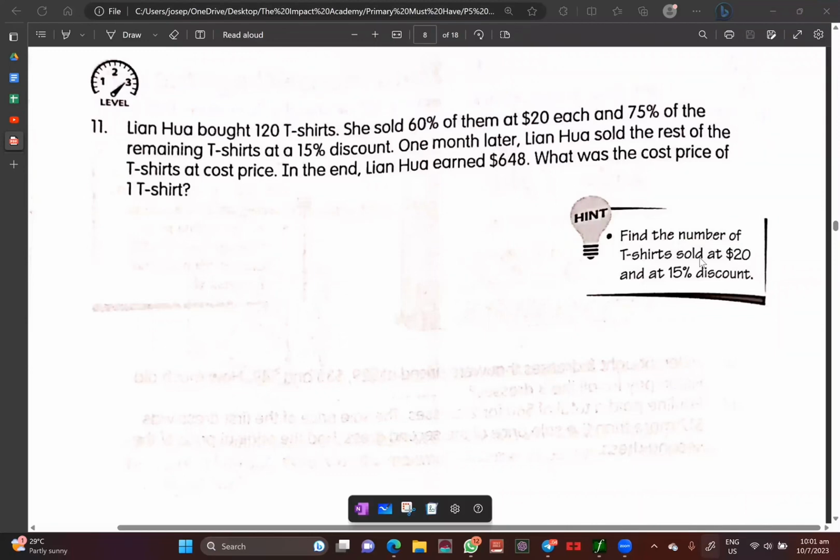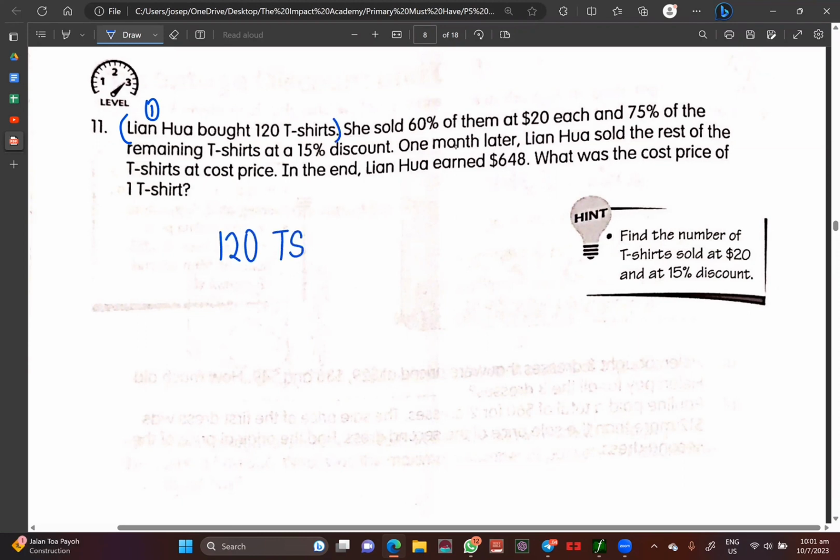Hi everyone, today we are looking at a question like this. Now, one look and you know that this is a percentage question, right? So let's start with the first sentence. It says that Dianhua bought 120 t-shirts. So what we want to do is write down that this is 120 t-shirts. Then in sentence number two, it says that she sold 60% of them.